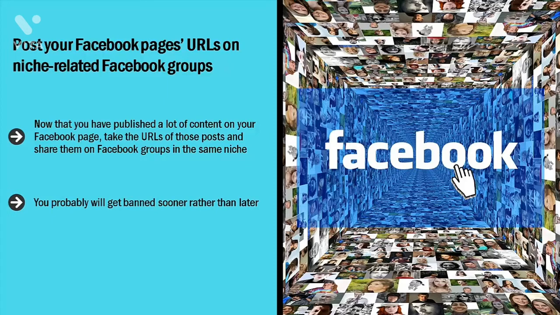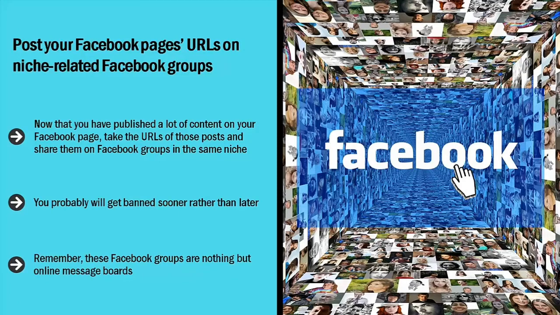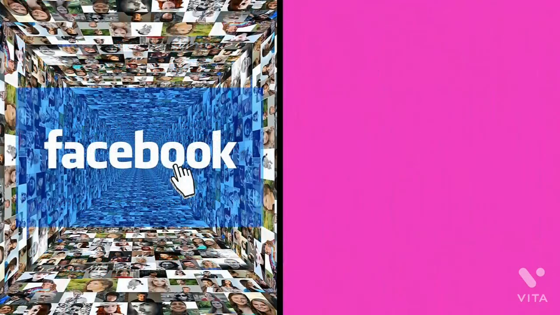Instead, join these niche-related Facebook groups and engage with group members. Ask a lot of questions. Tell them what you know and otherwise carry yourself like a respected member of the community. Remember, these Facebook groups are nothing but online message boards. They are like little online communities. When you join these places, conduct yourself like a responsible community member. Add value to the conversations through your posts. This is how you establish credibility.